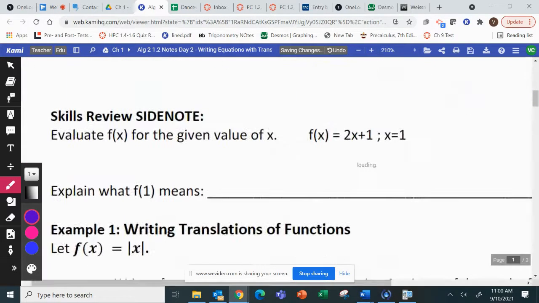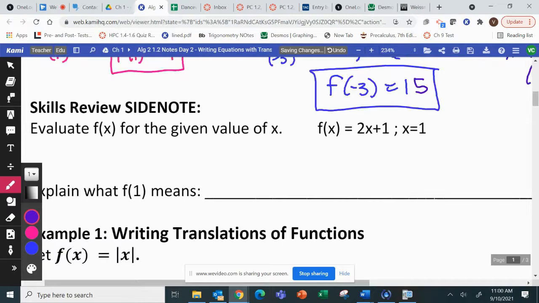That's okay. So skills review side note, evaluate f of x for the given value of x. If I say f of x equals 2x plus 1, and then I say x equals 1, this means to do f of 1. When it says x equals 1, this means take the x and change it into 1. So f of 1 is the same thing as saying x equals 1. So I put in parenthesis 1 wherever I see an x, and f of 1 is 3.